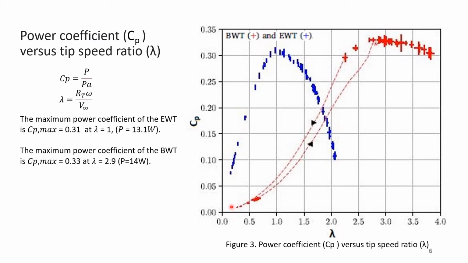From this figure we can see that the maximum power coefficient for the innovative new turbine is 0.31 for lambda equal to 1, and the associated power is 13.1 watts. The maximum power coefficient for the BWT, the classical type turbine, is 0.3 for lambda equal to 2.9. And to the best of the authors' knowledge, the EWT is the first wind turbine designed to operate at lambda equal to 1 that achieves such performance at this scale.